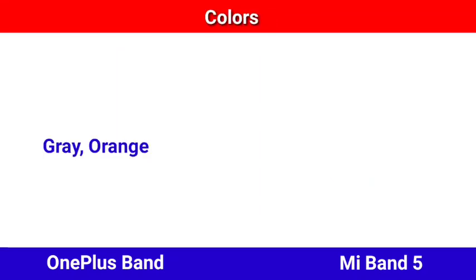Now finally let's talk about colors and next talk about price. OnePlus Band color grey color and orange color. MI Band black color and orange color. So black color variant, you can see in thumbnail I have maintained there, and you can see about this and this.